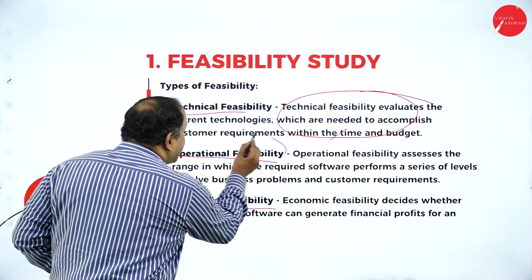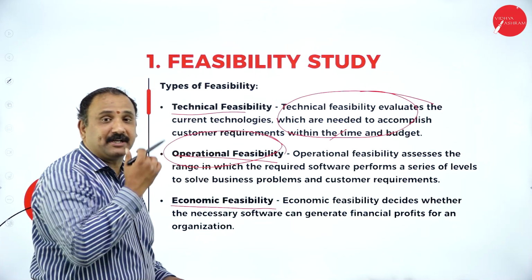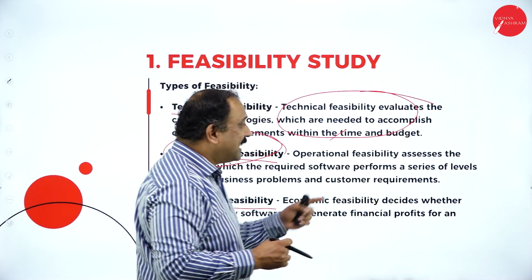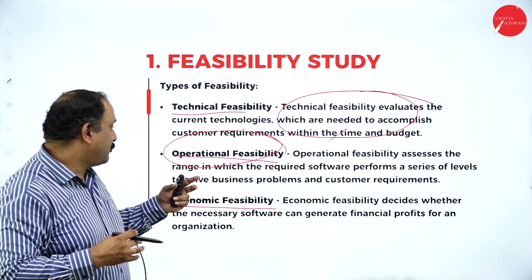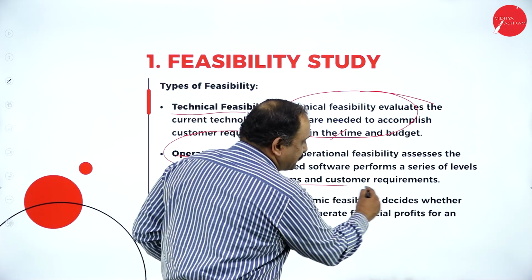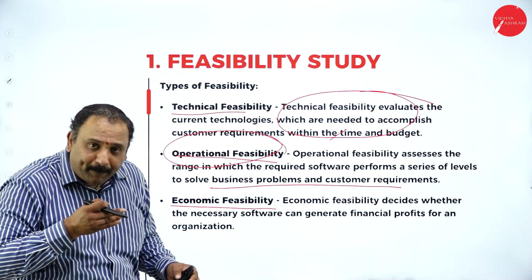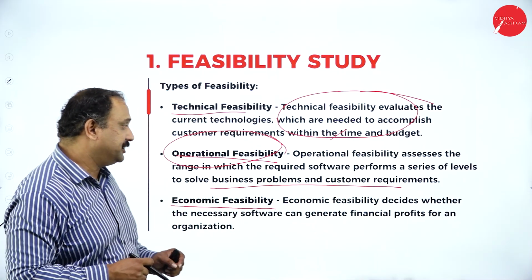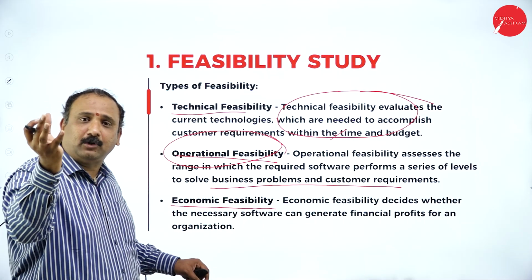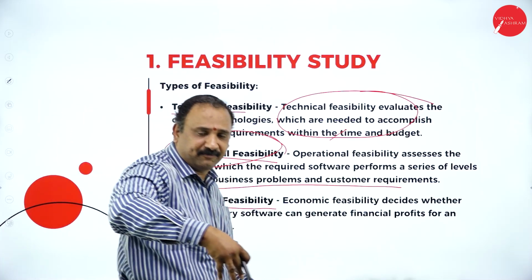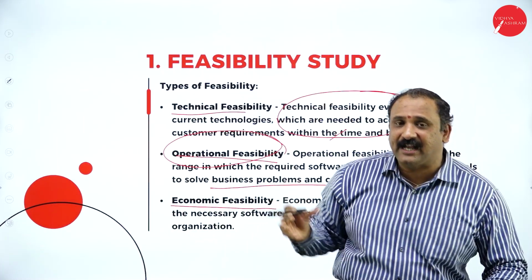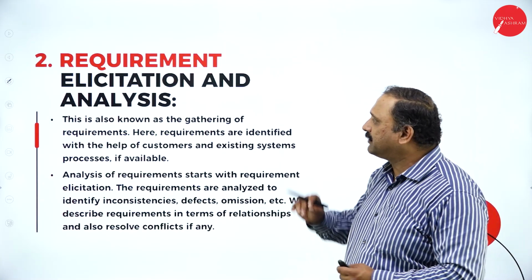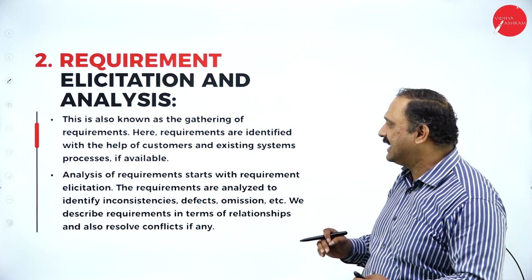Followed by operational feasibility. What's operational feasibility? Now I'm talking about required software that is used to assess and perform a series of levels and solve the business problem and customer requirements. Operational means the day-to-day working of that software, that is very much needed. Economic feasibility, where I'm talking about the budget, cost and time factor so that it is coming within that given time frame. Followed by the second part, which we're going to talk about, requirement elicitation and the analysis part.